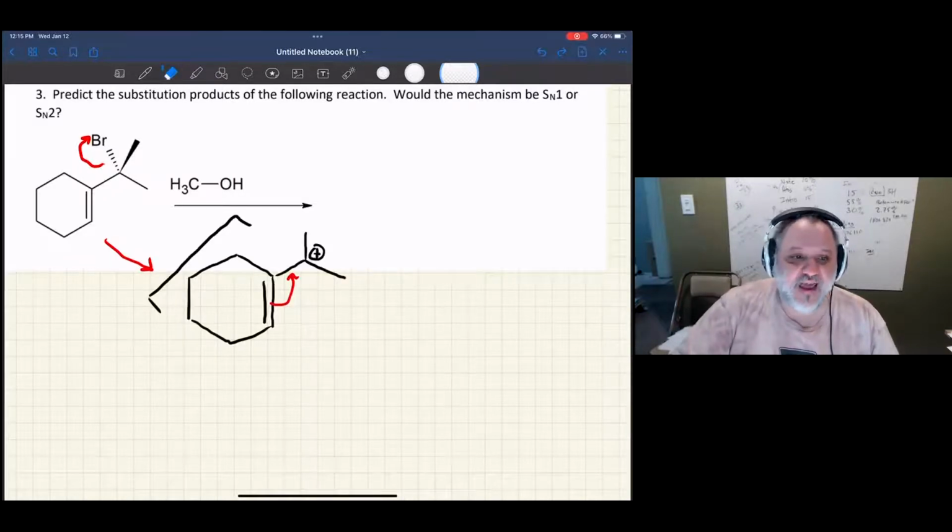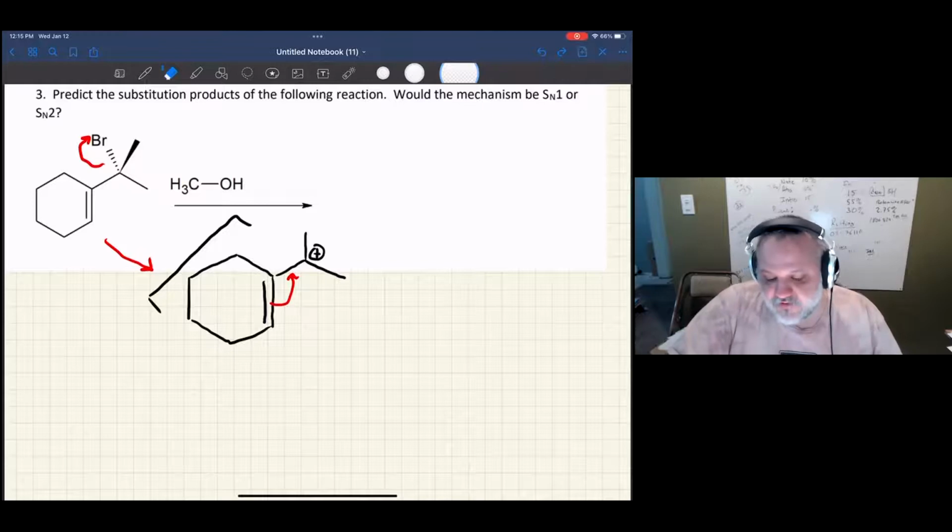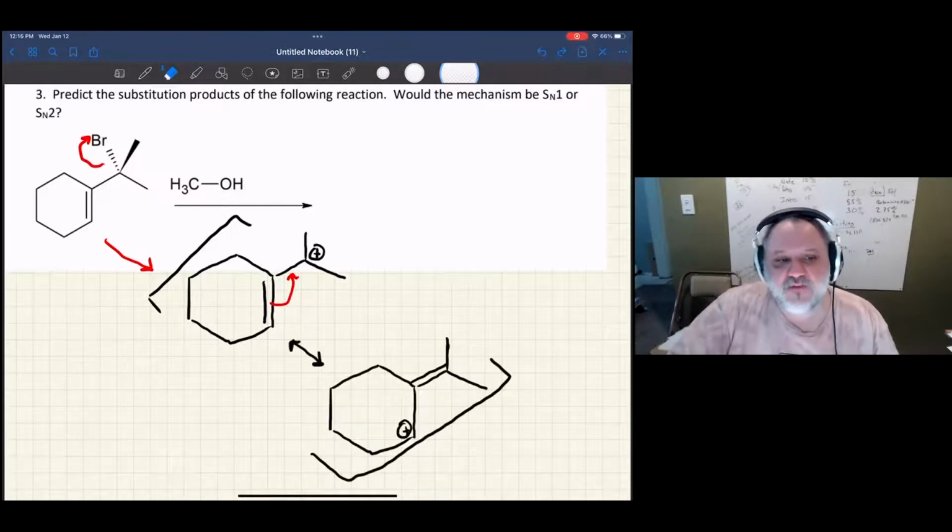But take a look at this cation it forms. It's tertiary, but it's also allylic. And so that means there's going to be a resonance structure that forms that shows me where these pi electrons can delocalize and the positive charge can move down into the ring. So what does this mean then? This means there's actually going to be 4 possible products.